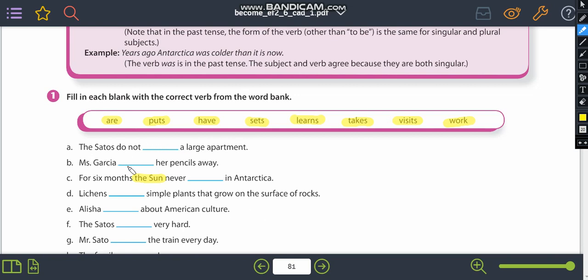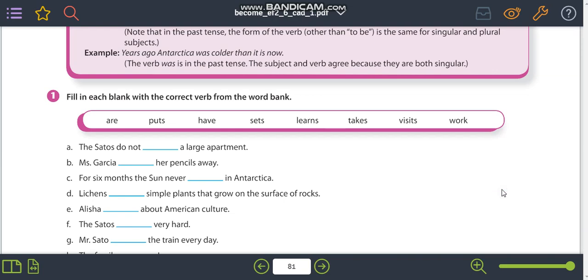So the Satos do not have a large apartment. Miss Garcia puts her pencils away. For 6 months, the sun never sets in Antarctica. Lichens are simple plants that grow on the surface of rocks. Alicia learns about American culture. The Satos work very hard. Mr. Sato takes the train every day. And the family visits Japan. So this is the correction of our first exercise.